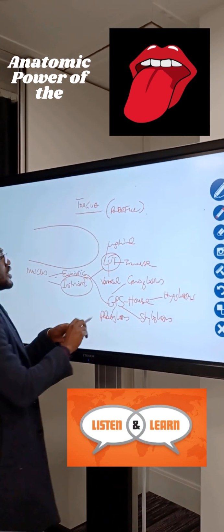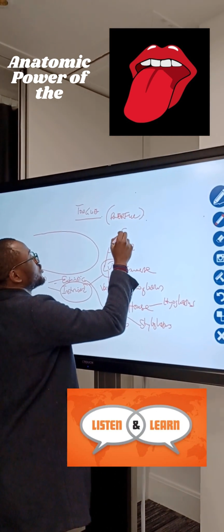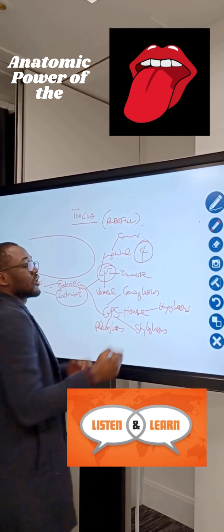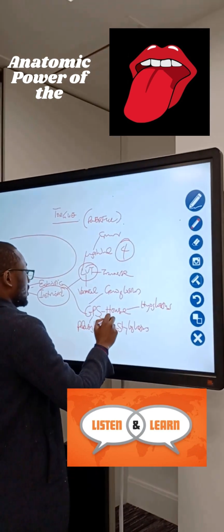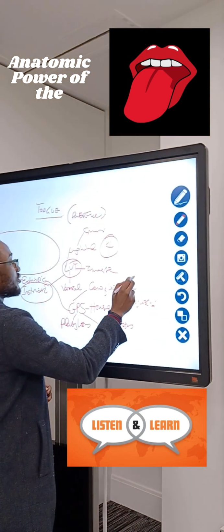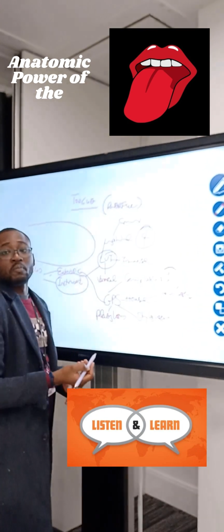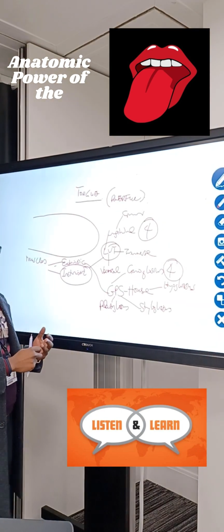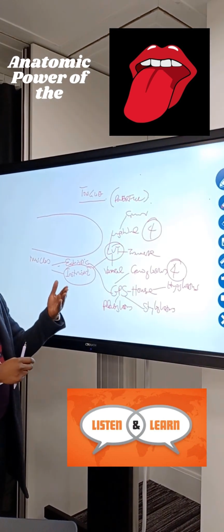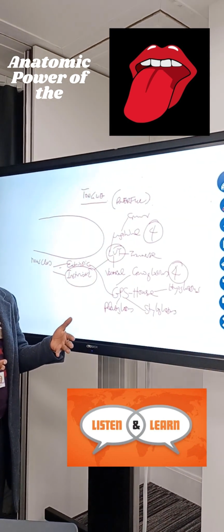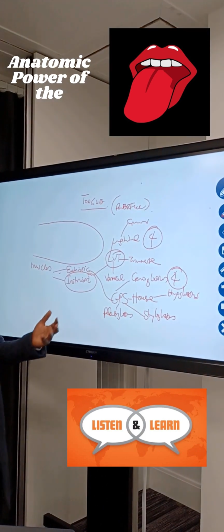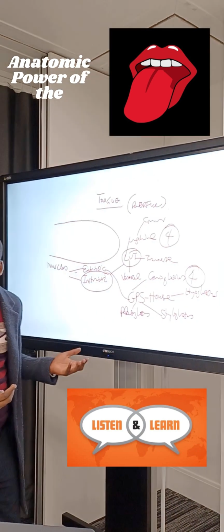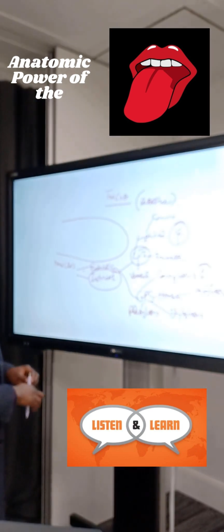The longitudinal is divided into superior and inferior. So intrinsically, the tongue has four muscles, and it has four muscles extrinsically. And if you compare it with the eye, if you remember, the eye has 6 extrinsic muscles and about 3 intrinsic muscles. So the tongue is as muscular as the eye. It's quite powerful, isn't it?